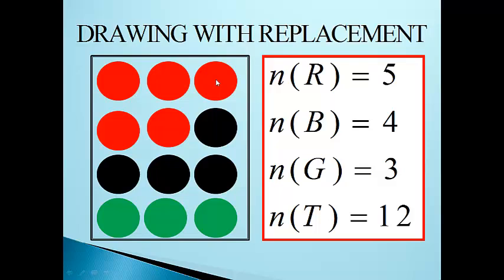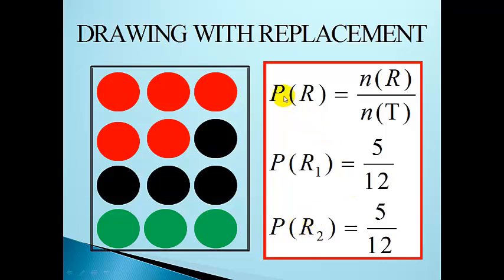Assuming we are taking 3 balls from here, when the first one is drawn, we put it back before the second is taken, and we put the second also back before the third is taken. That's what you mean by drawing with replacement. So when you consider this box, the number of red balls is 5, that is 1, 2, 3, 4, 5. The number of black balls is 4. The number of green balls is 3. So the total is 5 plus 4, that is 9, 9 plus 3 is 12. So the total number of balls in the box is 12.